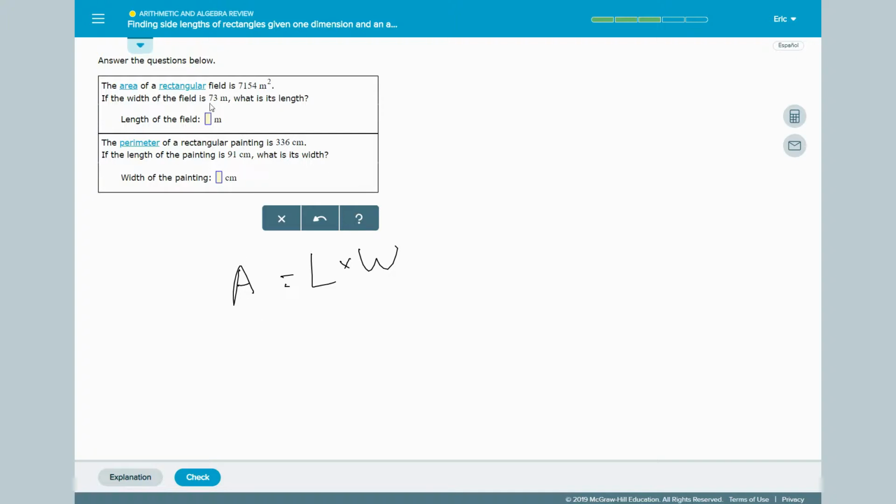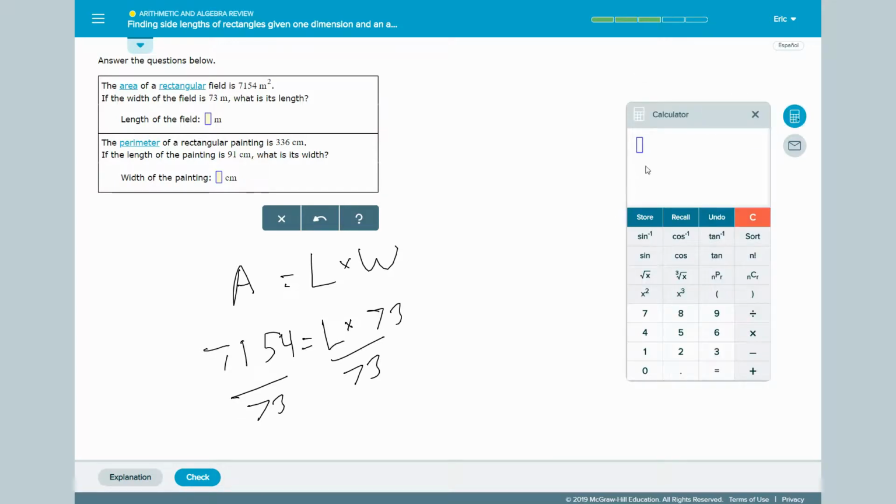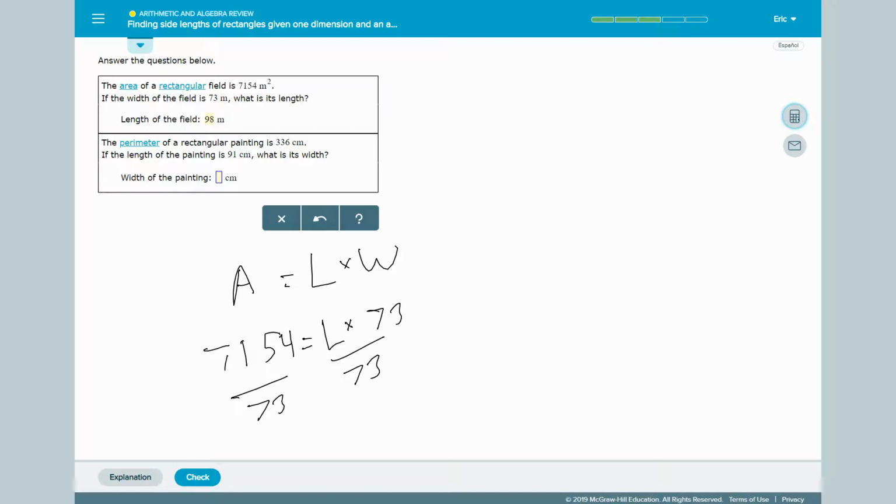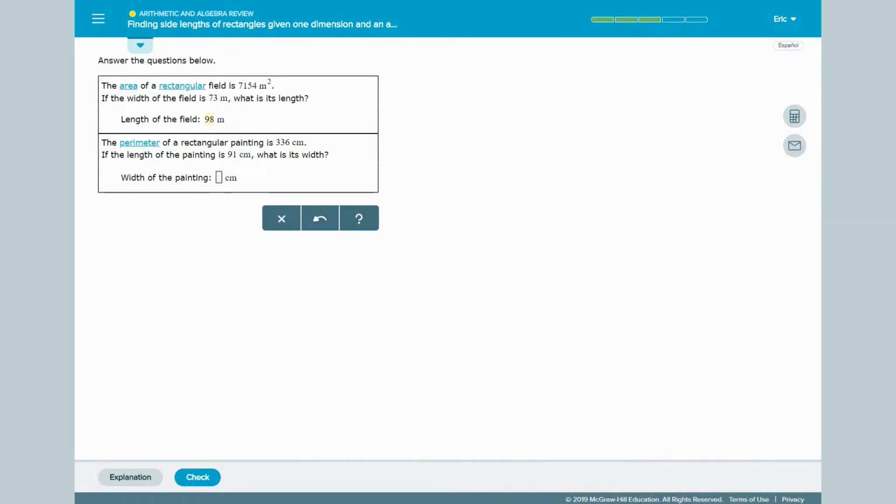In this case, we're given our area of 7,154 meters squared. We're finding our length, and our width is 73. So to solve that problem, if we just divide both sides by 73, we should be able to get our length. So 7,154 divided by 73 is 98. Straight and simple.